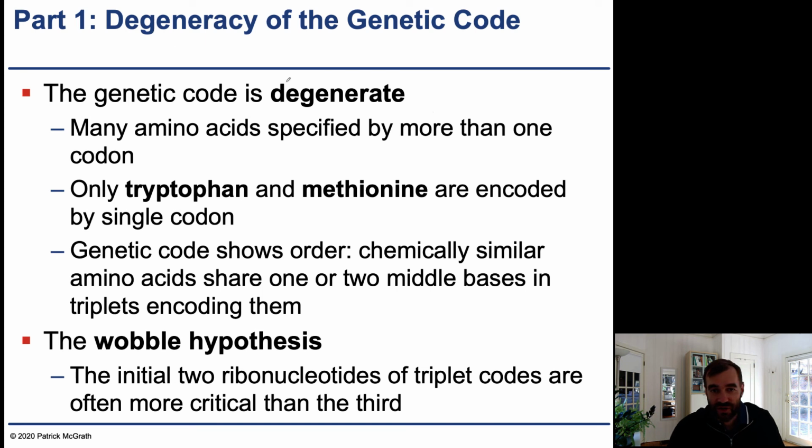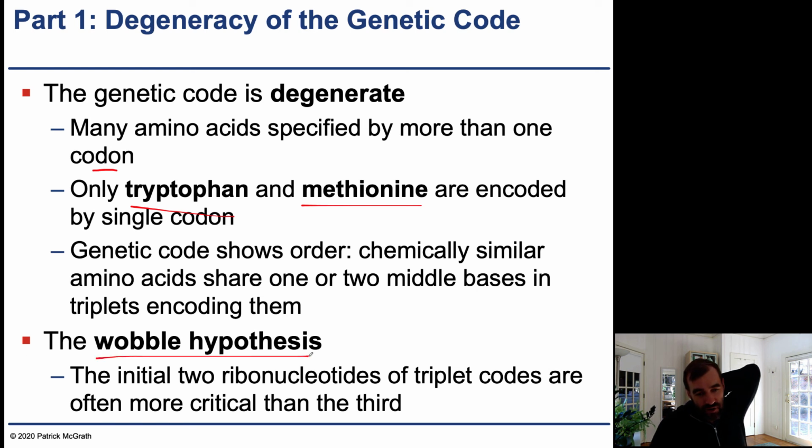So again, the genetic code is degenerate. Many amino acids are specified by more than one codon. Only tryptophan and methionine are encoded by a single codon. The genetic code shows order, so chemically similar amino acids share one or two middle bases in the triplets encoding them.